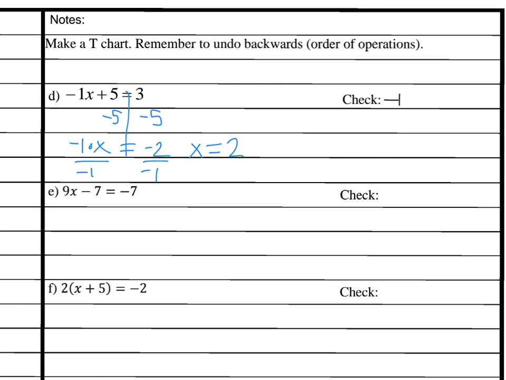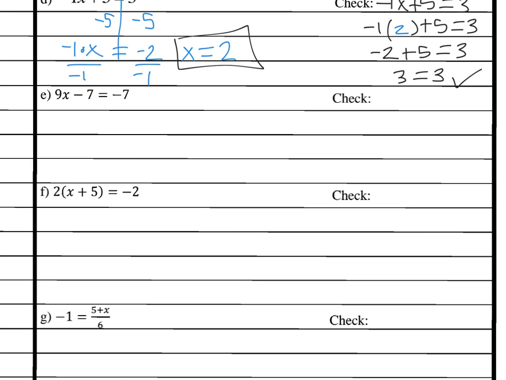We go ahead and check our answer. So negative 1x plus 5 equals 3. Negative 1 times x, which we got, is 2, plus 5 equals 3. Negative 1 times 2 is negative 2, plus 5, does it equal 3? Negative 2 plus 5 does equal 3. 3 equals 3, so we did it correct. X equals 2.